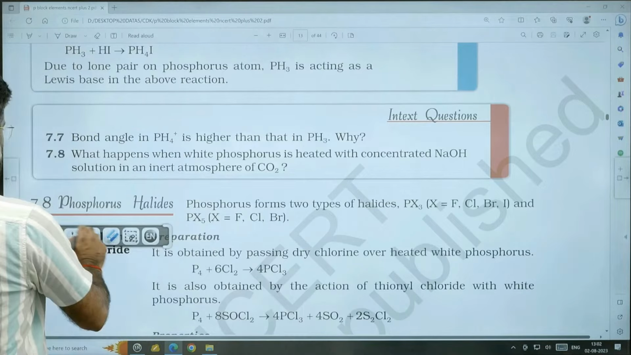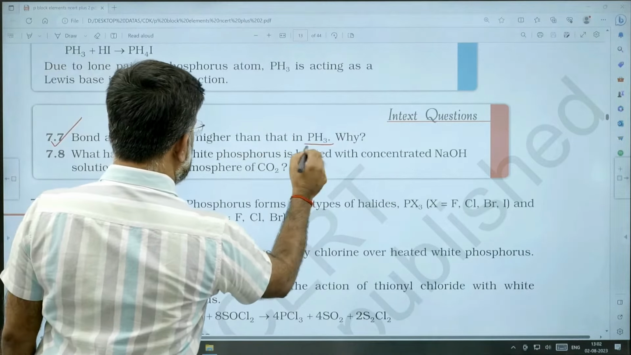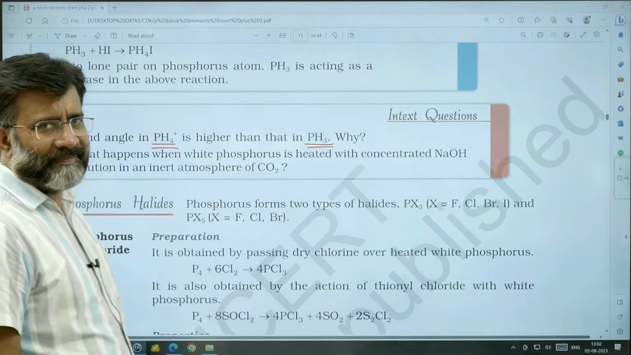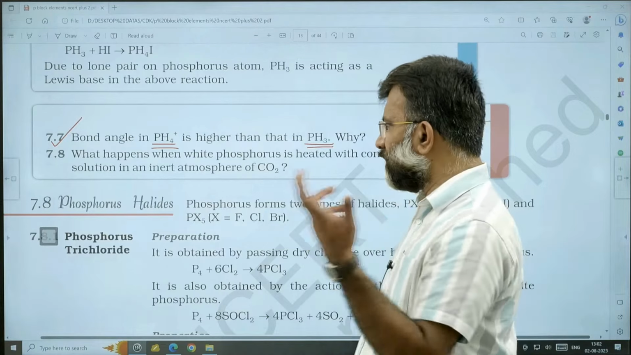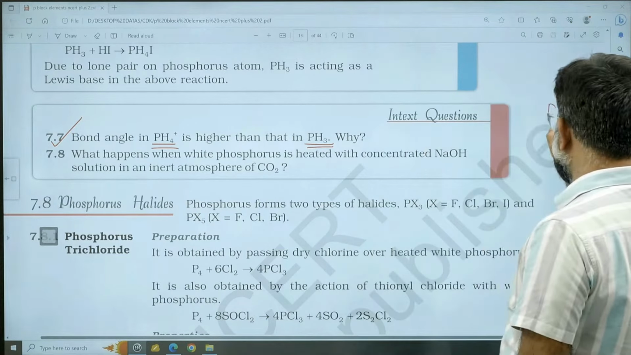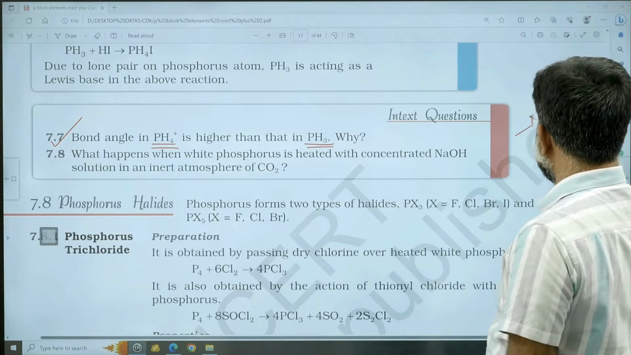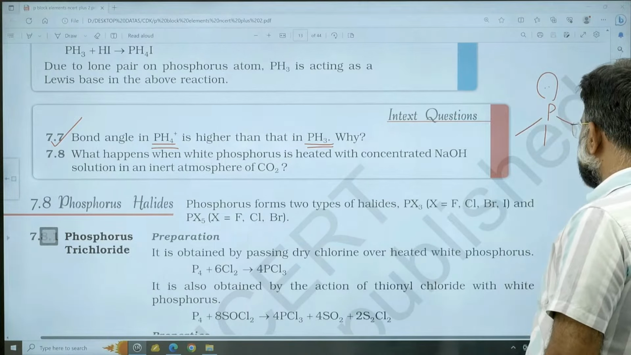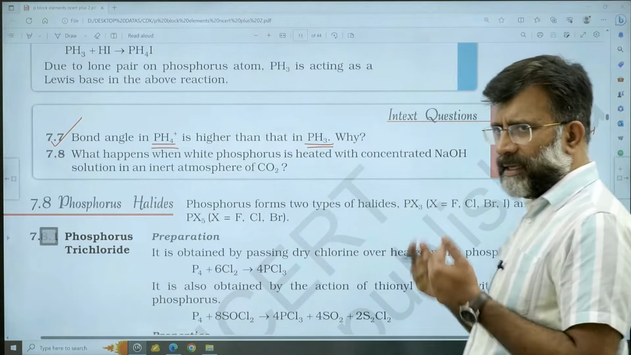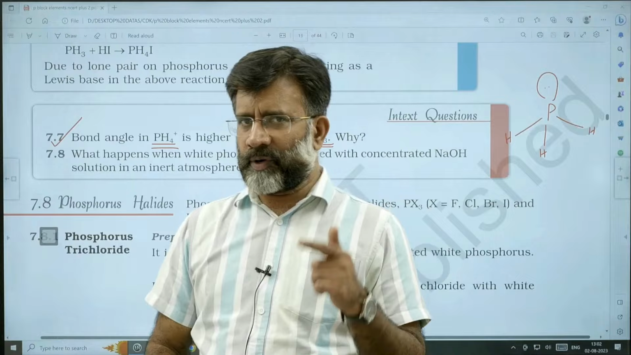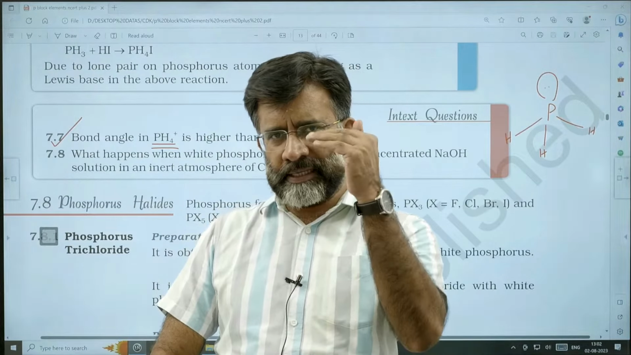There is an important question. Why is the bond angle in PH4+ higher than in PH3? Very simple logic. PH3 is pyramidal in shape, with a bond angle almost 90 degrees. We can say sp3 hybridization, trigonal pyramidal geometry. Bond angle is less than 100. Ammonia's bond angle is 107.8 degrees, while phosphine's is less than 100.